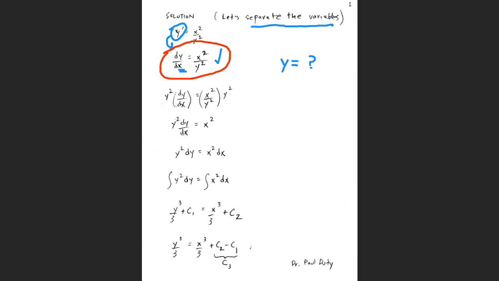So what I'm going to do here is multiply through the differential equation by y squared. And of course, by doing so, we get some simplification here. So the y squared simplifies out, and we're left with y squared dy/dx equals x squared.